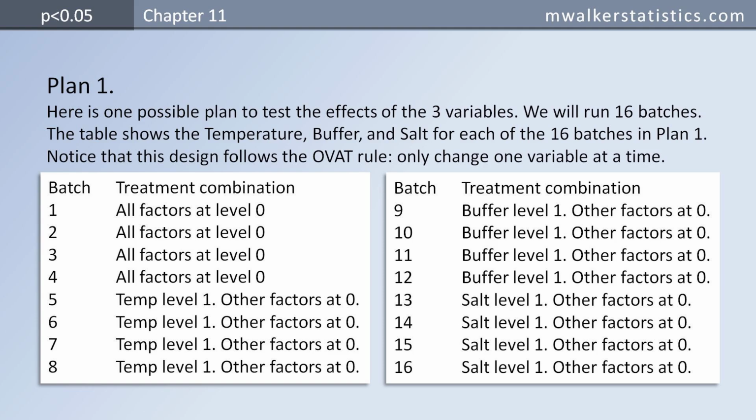Plan 1. Here is one possible plan to test the effects of the three variables. We will run 16 batches. The table shows the temperature, buffer, and salt for each of the 16 batches in Plan 1. Notice that this design follows the OVAT rule. Only change one variable at a time.